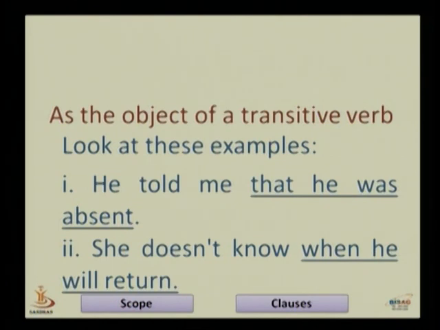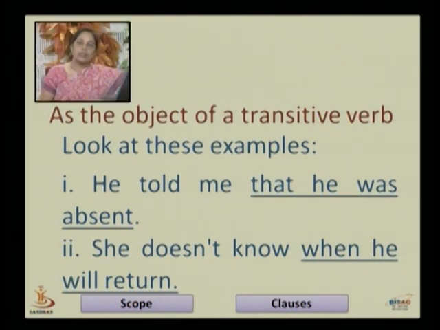Now, the second function of a noun clause is as the object of a transitive verb. Let us look at these examples. He told me that he was absent. Here I have underlined the noun clause, which is playing the role of an object. He told me is the main clause. That he was absent is the subordinate clause, a noun clause, and it is the object of told.